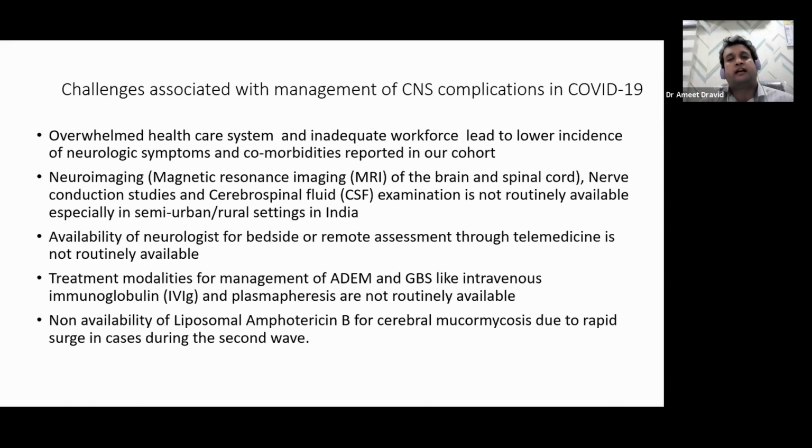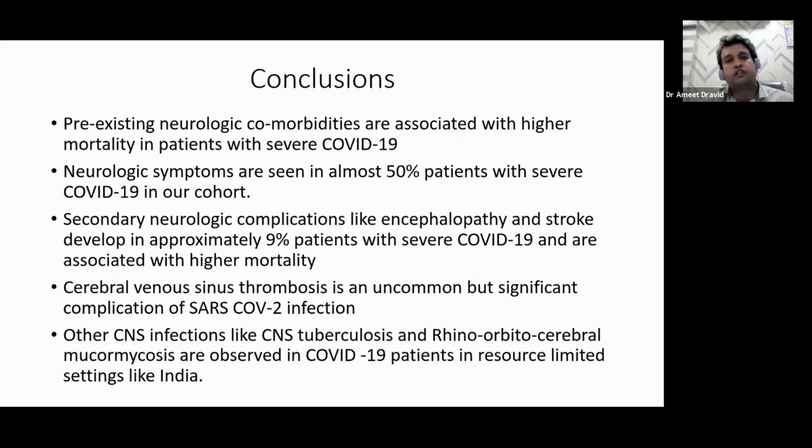Similarly, multiple modalities of treatment for acute disseminated encephalomyelitis and GBS, like IVIG, plasmapheresis, and even liposomal amphotericin B for cerebral mucormycosis, were in short supply because of the rapid surge in mucor cases seen during the second wave. So in conclusion, pre-existing neurologic comorbidities are associated with higher mortality in our cohort, with almost a mortality of 50% if you have a neurologic comorbidity, while 26% was the mortality for the entire cohort.